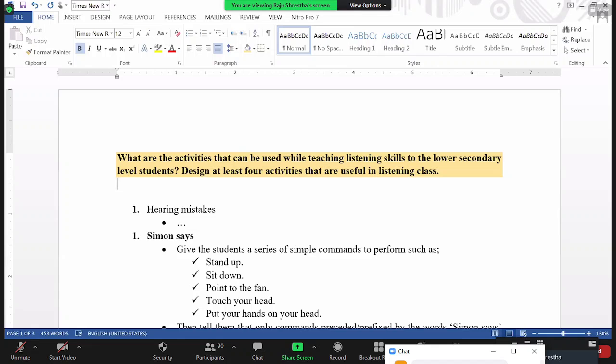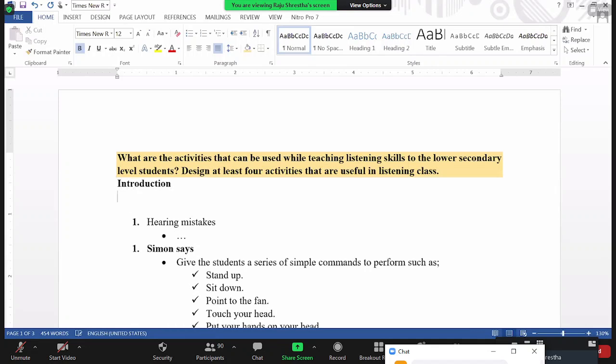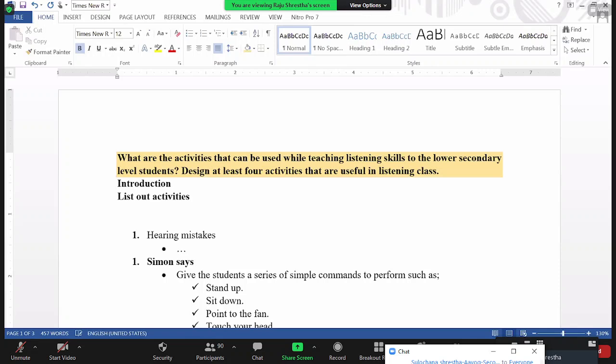And when writing the answer to this, first we write a short introduction, and then we talk about and list out the activities. Then we design the activities. यति हो यसले खोजेको हैन.